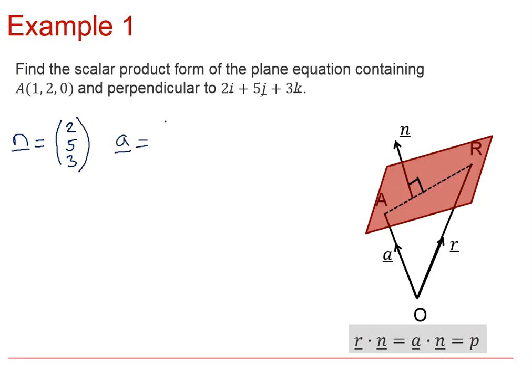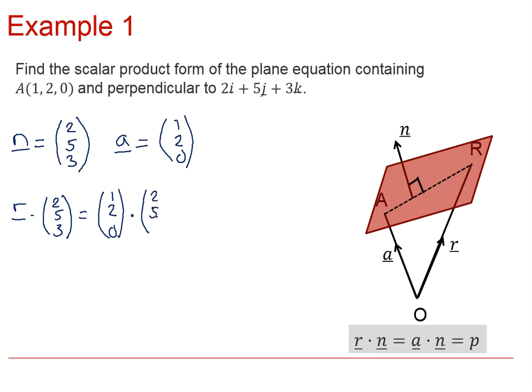We also know that our position vector a is 1, 2, 0. So now we can use this to write our equation of the plane. We have r dotted with the normal, which is 2, 5, 3, is equal to a, 1, 2, 0, dotted with 2, 5, 3.